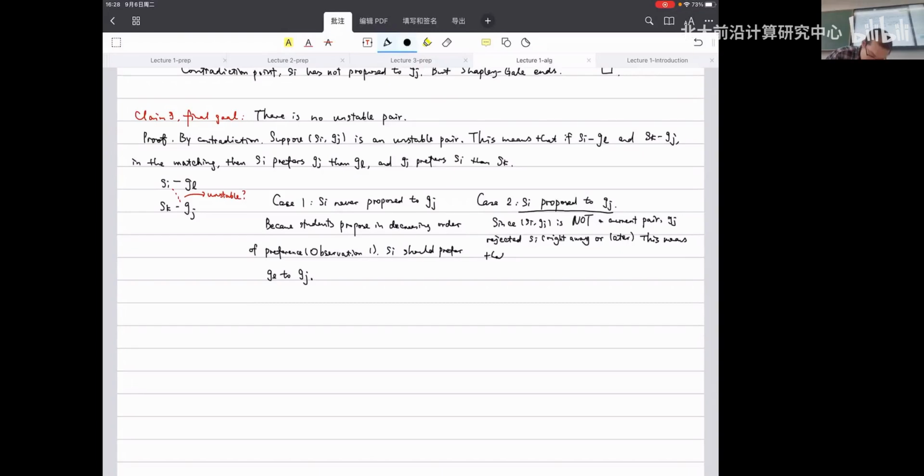This means that actually GJ prefers SK over SI, because schools only trade up. So in both cases, we got a contradiction. Any questions?